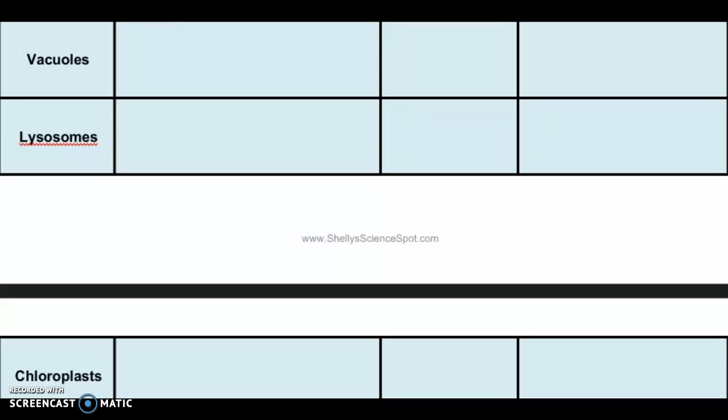The first one up is a vacuole. Now, vacuoles are generally found both in plants and animals. However, the main difference that I would say is that in plants, vacuoles are much larger than the ones found in animals. They are also fewer in number in plant cells compared to in animal cells, where they are smaller but they are in larger numbers.